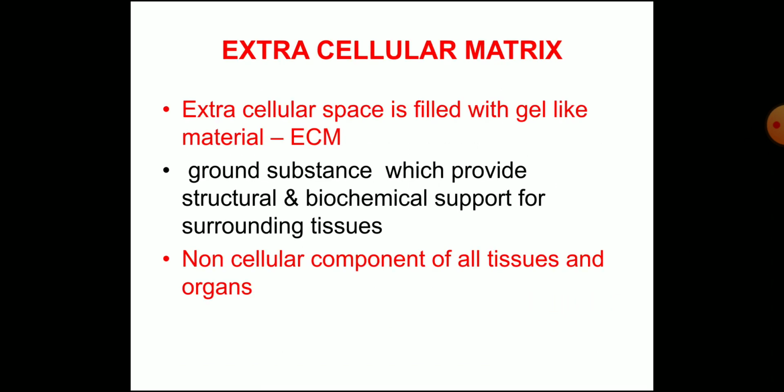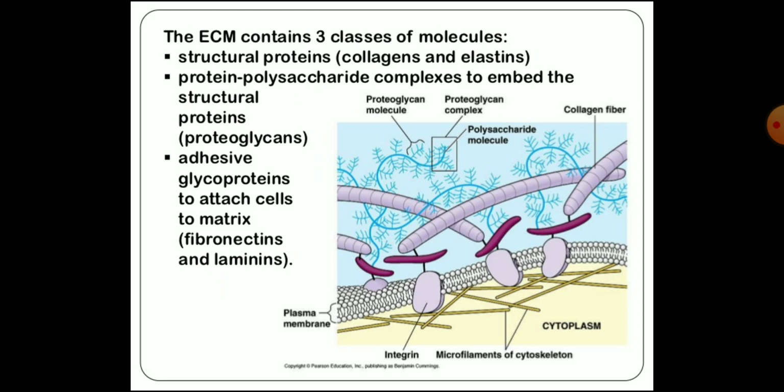Now, what is extracellular matrix? Extracellular space is filled with gel-like material called the extracellular matrix. It is the ground substance which provides structural and biochemical support for the surrounding tissue. So, it is a non-cellular component of all tissues and organs.